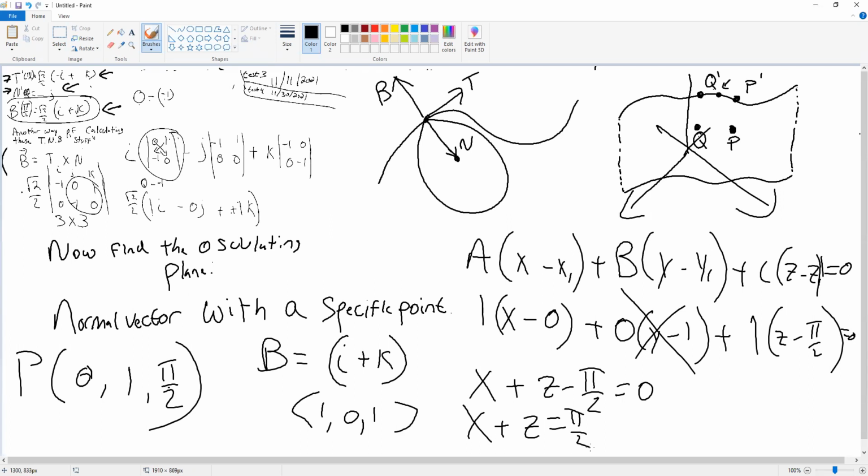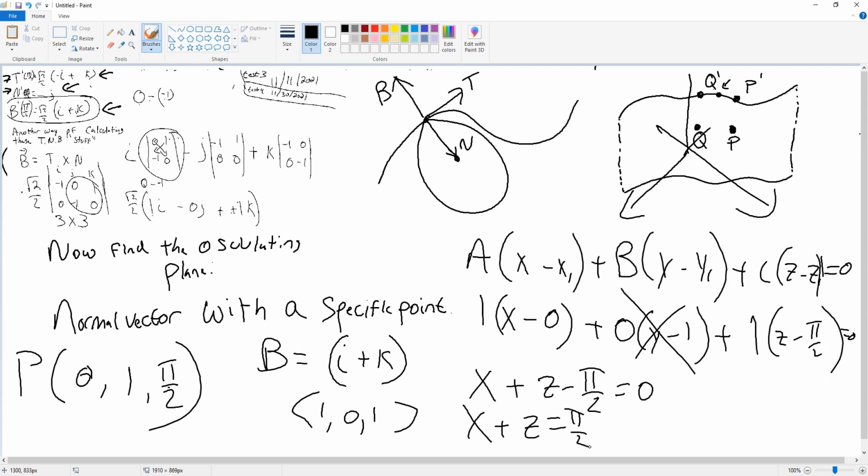Any questions? Besides, why do we need an osculating plane? If we finish the exam. Okay. Let's see, 625. That's right, it shouldn't take that long.